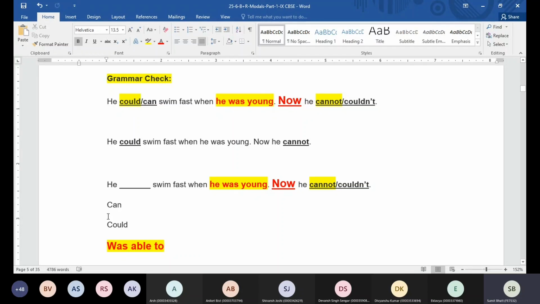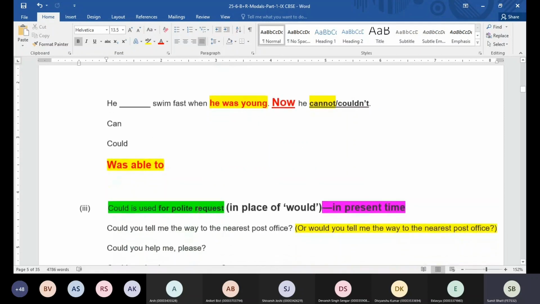In the use of could we are giving a hint, but in the use of was able to we are giving the direct address. So that's why we are going to go for something like this. So we are going to say he was able to swim fast when he was young. That would be right.